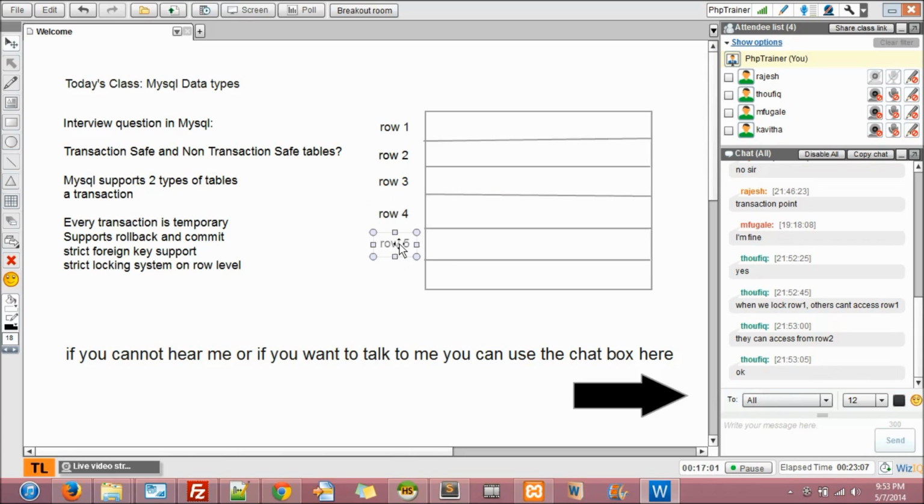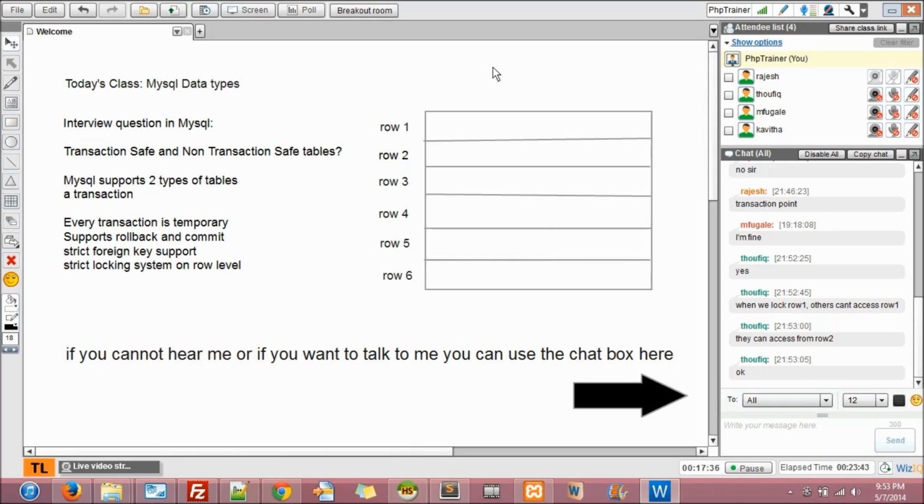Okay, so when you go for interviews, people ask this like, hey, how many types of tables does MySQL support? So lots of people will get confused over there, like, okay, what is this? I know about tables, but what are these types of tables? So types of tables are nothing but transaction safe and non-transaction safe, right? So now you guys tell me about transaction safe. Tell me, what is transaction safe now? Sorry, non-transaction safe. I'm sorry.